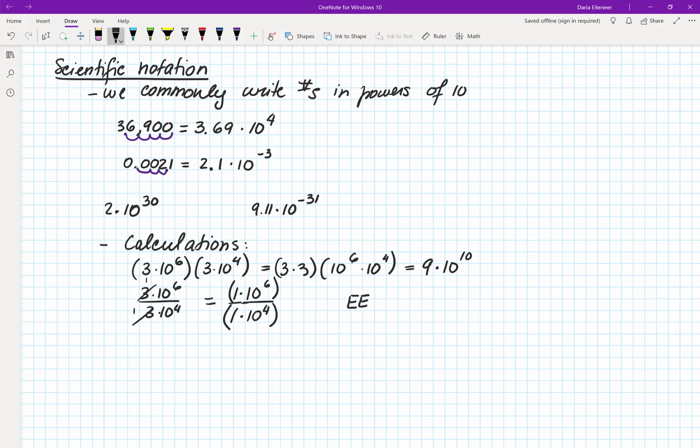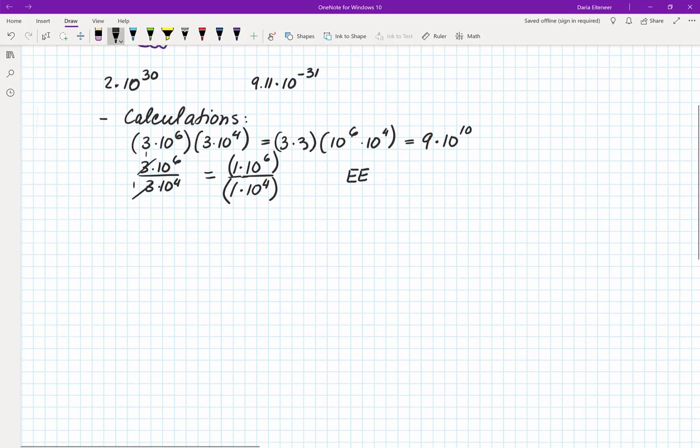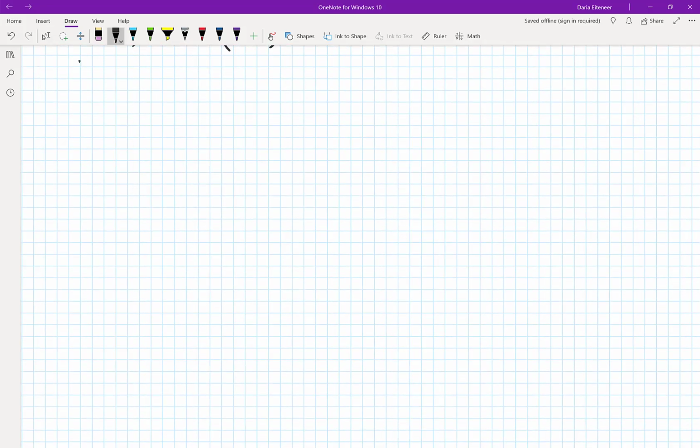chances are you're not going to be doing much calculations by hand in this class. So when you're doing calculations, just exercise caution. Make sure that if you're dividing by a number written like this in scientific notation, that you put parentheses on it. Or ask me about how to use the EE button. Next thing that we need to discuss are significant figures.